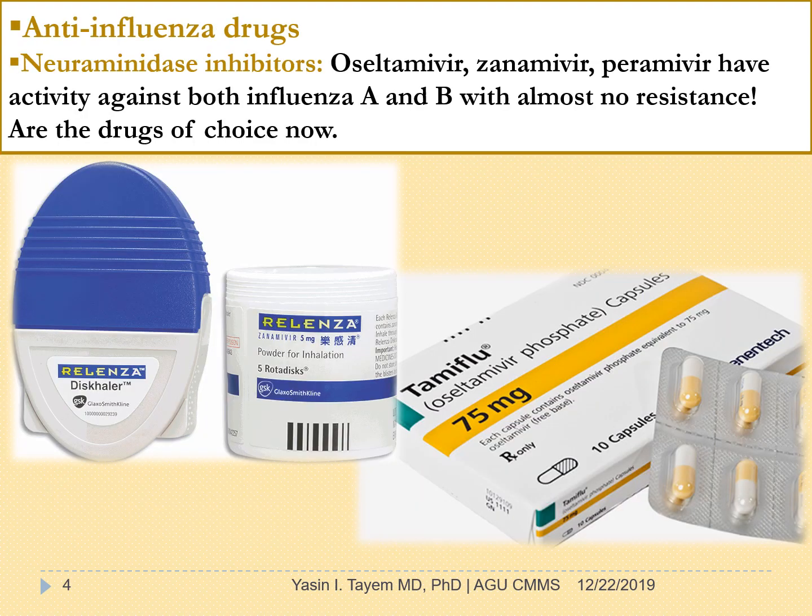Neuraminidase inhibitors, such as oseltamivir, zanamivir, and peramivir, have activity against influenza type A and B with almost no resistance, and these are the drugs of choice for influenza nowadays.